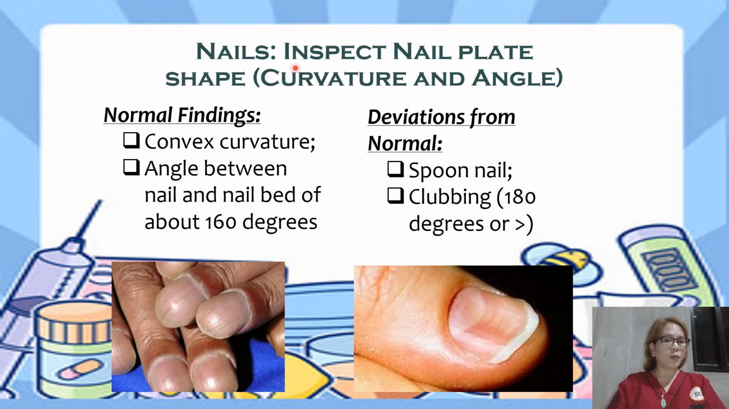Okay, moving forward to the nails. We have to inspect the nail plate for the shape, for curvature and angle. The normal finding is a convex curvature. The angle between the nail and the nail bed is about 160 degrees. The deviation: there could be a spoon nail, like you can see in this picture, or clubbing of the nails, where the angle is 180 degrees or above.